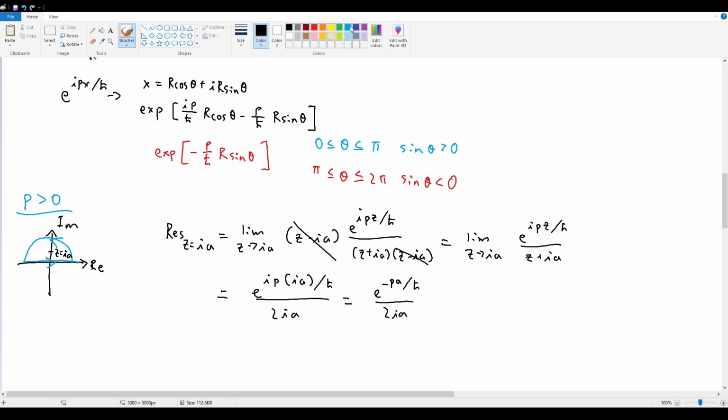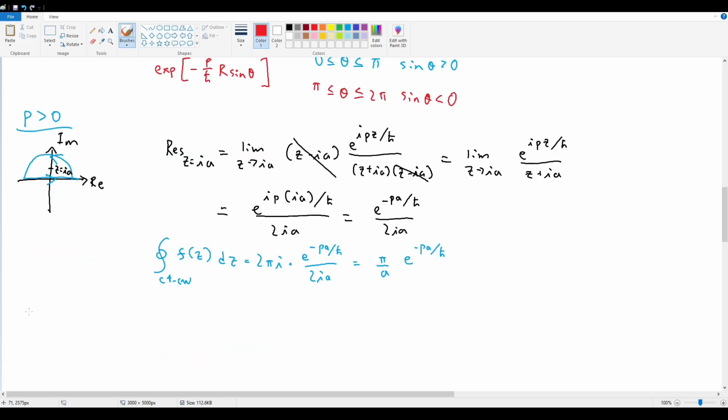Now plugging this into our Cauchy residue theorem, our contour of f of z, and remember this has to be counterclockwise, dz is equal to 2 pi i times the sum of the residues. There's only one residue, so times e to the negative pa over h bar divided by 2ia, in which case the two i's cancel out, and you're left with pi over a times e to the negative pa over h bar.